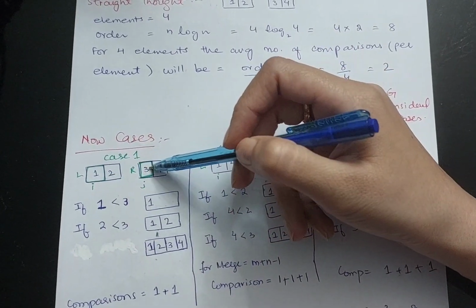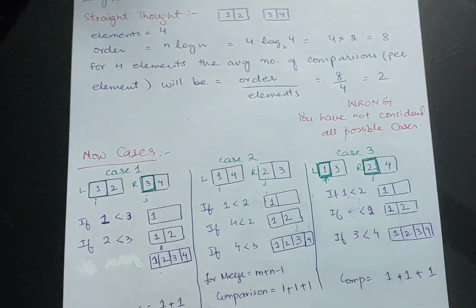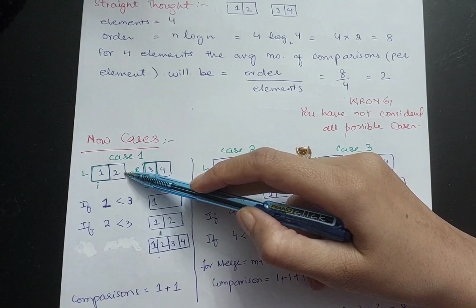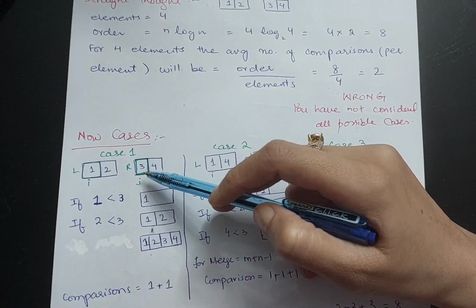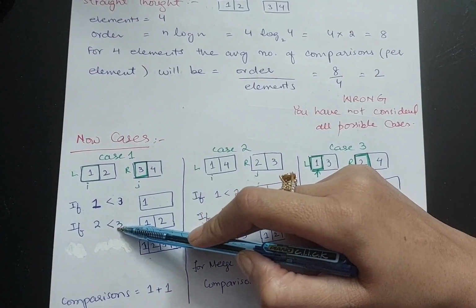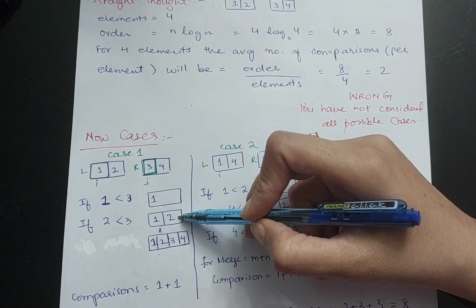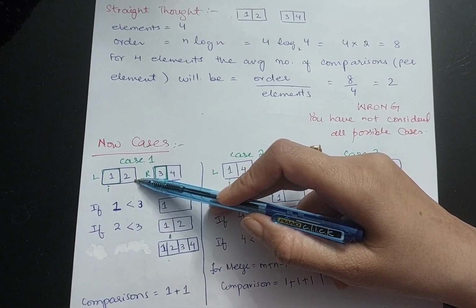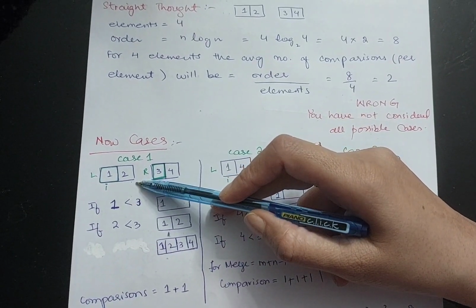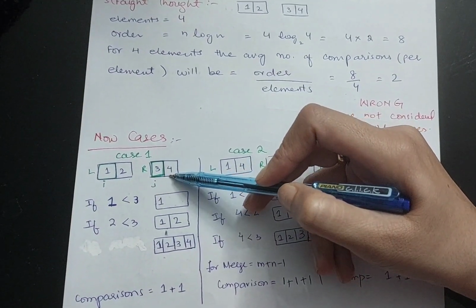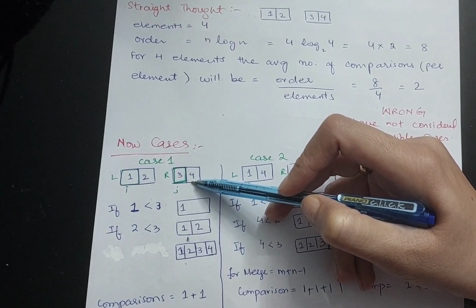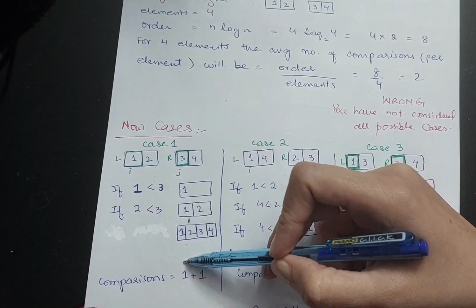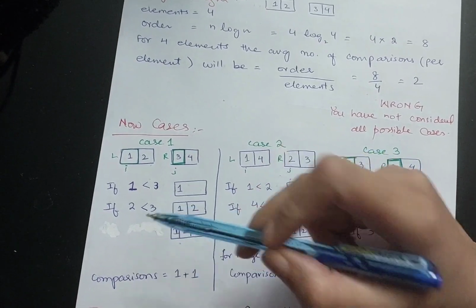If I compare 1 with 3, of course 1 is smaller, so I will place 1 into my array, and I will move this pointer forward onto 2. Then I will compare 2 with 3, and 2 is smaller than 3, so I will place 2 in my sorted array. The other list is already sorted, as told in the question, so you will simply place these two numbers here. So you had only two comparisons, one here and one here.